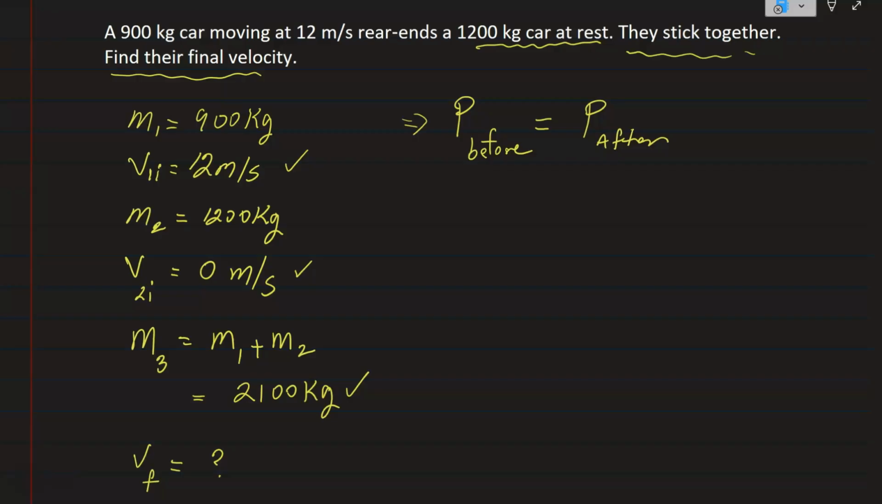What is the momentum before? Basically, now we're going to rewrite it as m1 v1i plus m2 v2i is equal to, and then the mass 3, I'm going to call it m3 v final. Okay, now we're going to plug in the values in here and then solve for v final because we have everything that we need to work on.